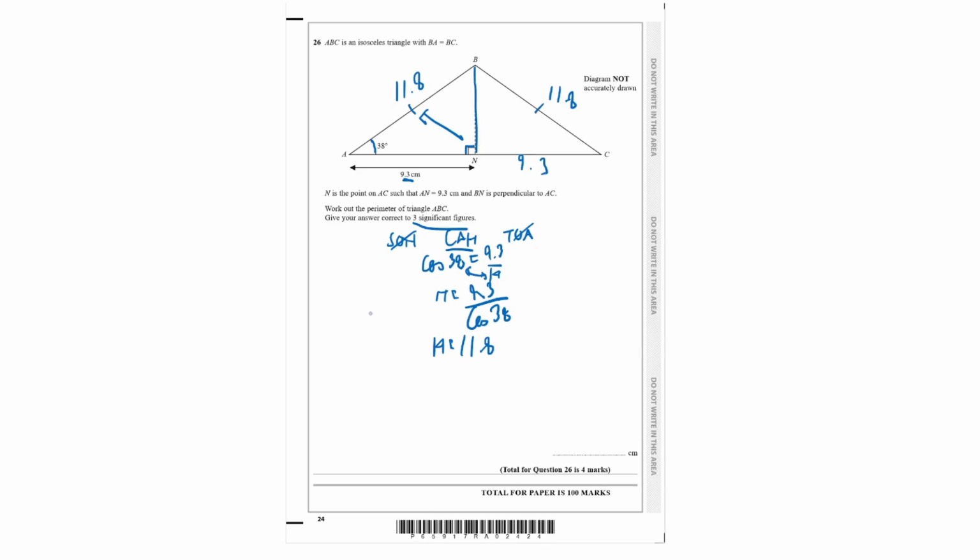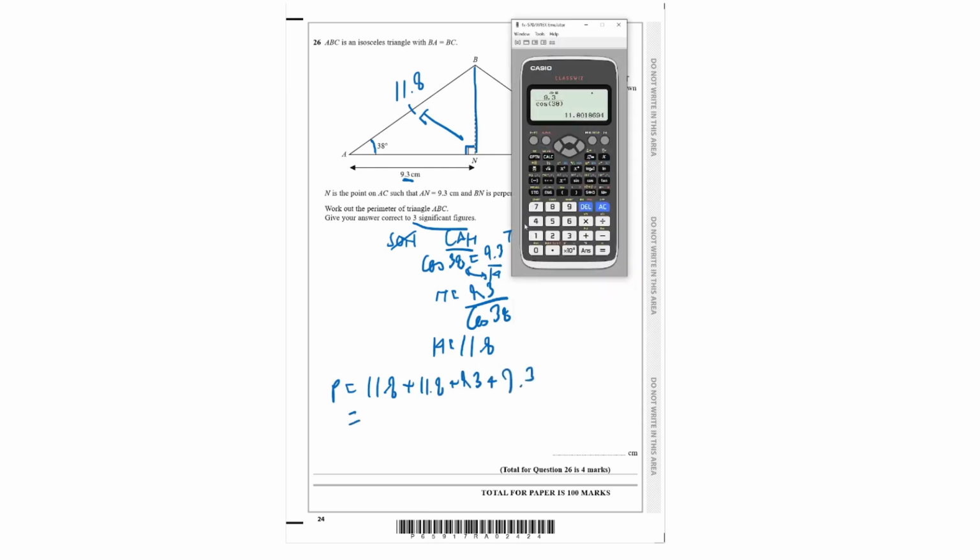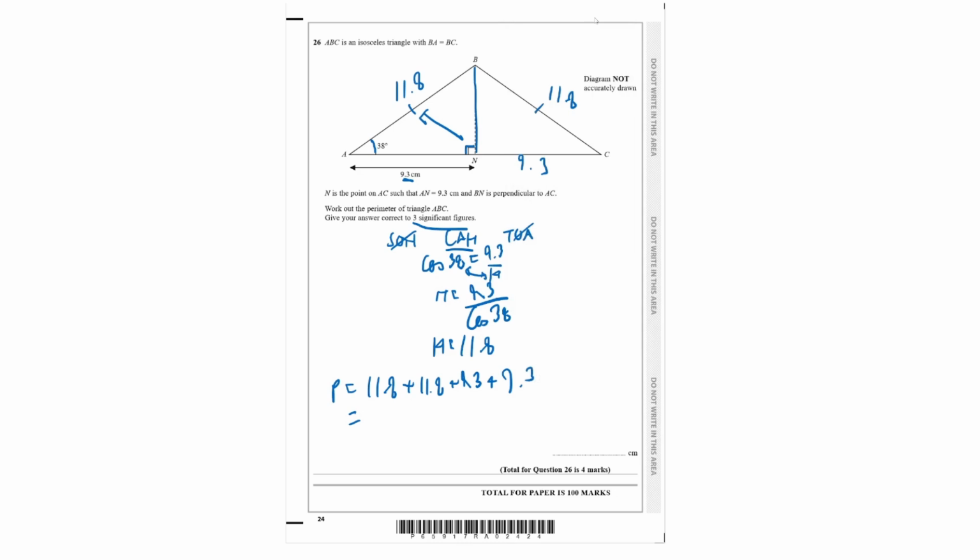So then we can combine all of this together, so we get the perimeter as 11.8 plus 11.8 plus 9.3 plus 9.3. We can then put this into the calculator to get our final answer, which is 11.8 plus 11.8 plus 9.3 plus 9.3 gives us 42.2. And since this is already 3 significant figures, we can write this down as our final answer.